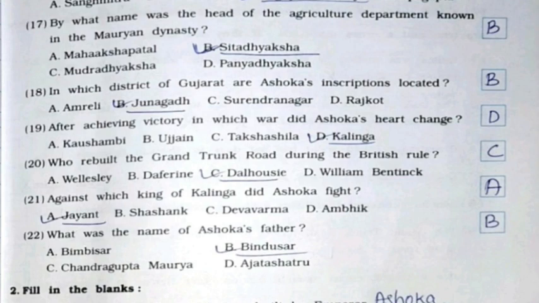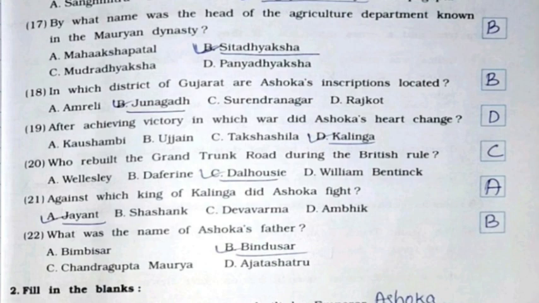18th one, in which district of Gujarat are Ashoka's inscription located? It's option number B, Junagadh. 19th one, after achieving victory in which war did Ashoka's heart change? It's option number D, Kalinga. 20th one, who rebuilt the Grand Trunk Road during the British rule? It's option number C, Dalhousie.